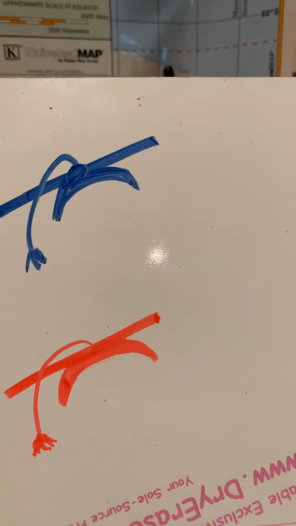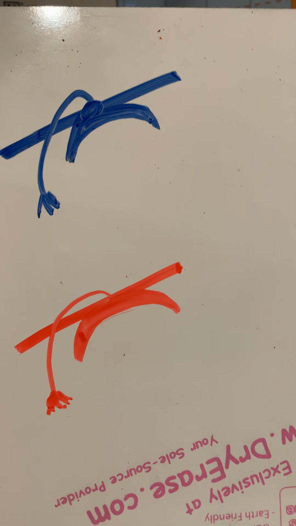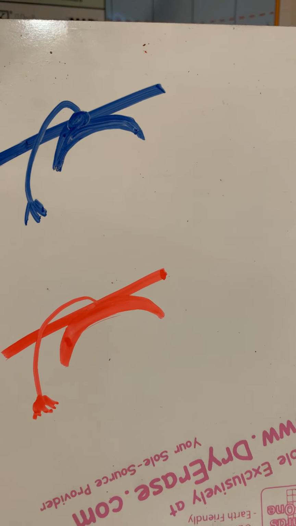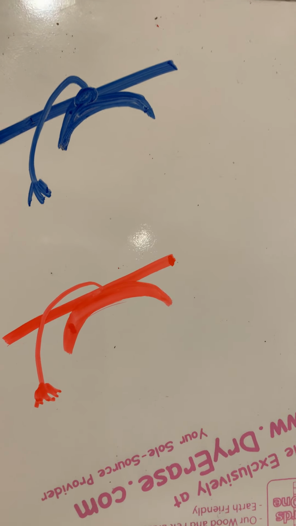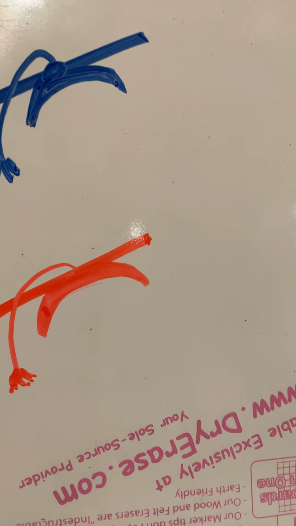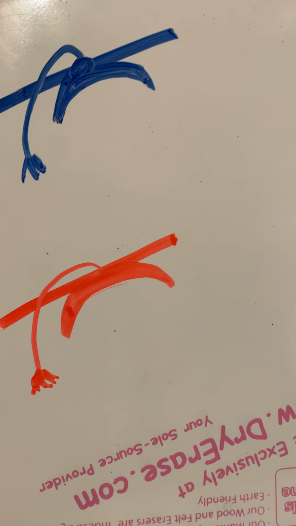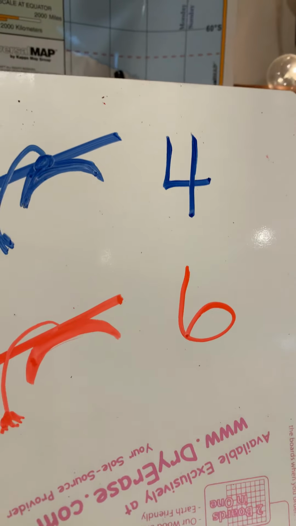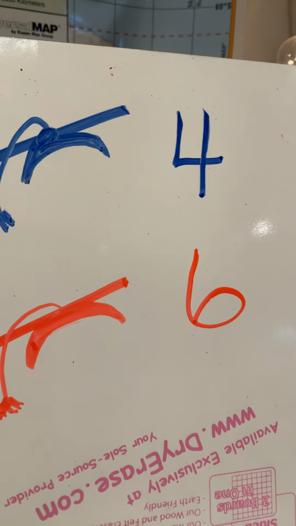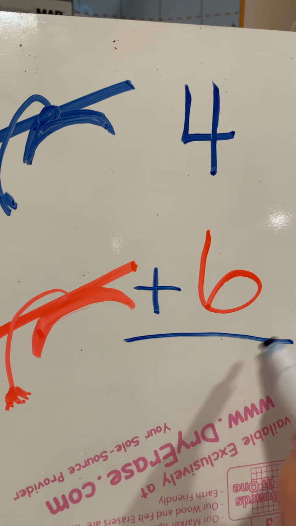I have 2 graduation hats. Here is our story problem. We had 4 boys in our kindergarten class. We had 6 girls in our kindergarten class. How many students did we have all together? Okay, so let's listen. How many boys did we have? 4. And how many girls do we have? 6. 4 plus 6 equals what? 10.